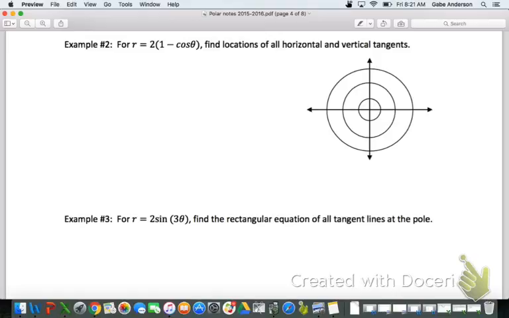Okay, first thing we should do, just so we can kind of understand what's going on, you don't always get this, but I think starting off this is good. Take your calculators and let's graph this. r equals 2(1 minus cosine theta). Just get a sense of what it looks like.